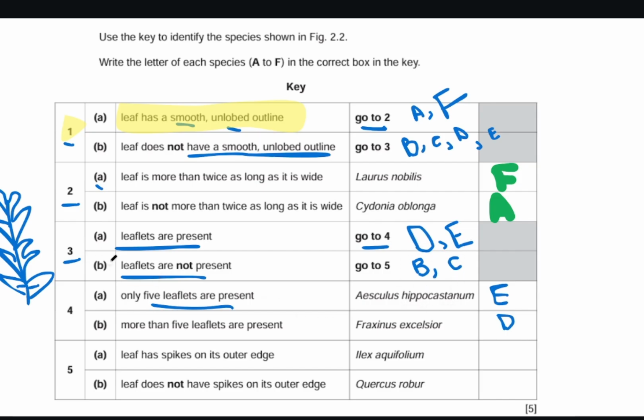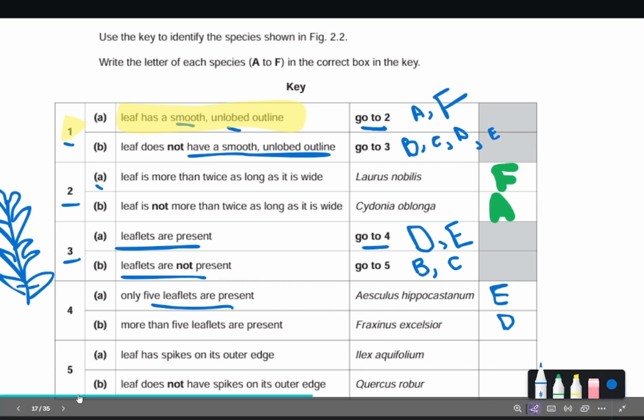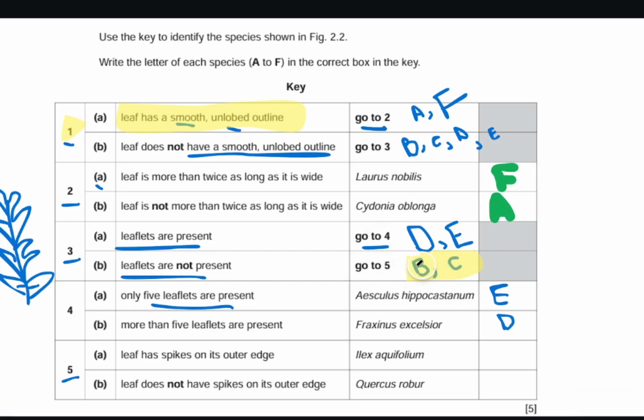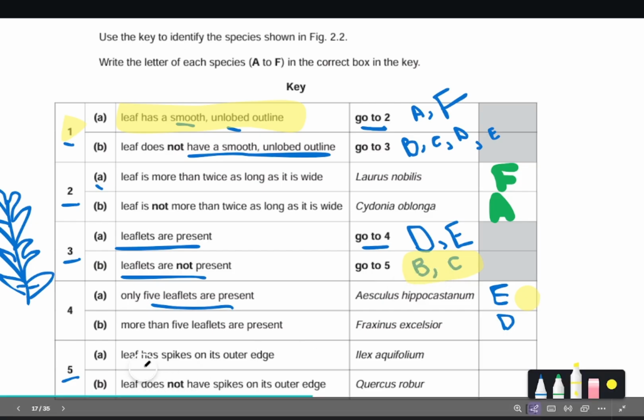So key 3 part B said that the leaflets are not present. So I'm going to go to part B, to key number 5. And key 5A says, let me just tell you which ones we are identifying. We're identifying between B and C. B and C said that the leaf has spikes on its outer edge, and 5B says that the leaf does not have spikes on its outer edge.